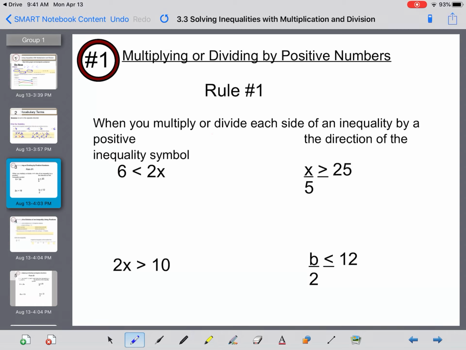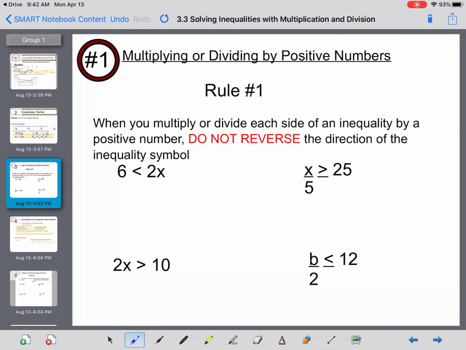Multiplying or dividing by positive real numbers. So here's rule number 1. This is the new skill for today. We've learned how to add and subtract when solving one-step inequalities. Now we're going to learn to multiply and divide. Rule number 1. When you multiply or divide each side of an inequality by a positive, do not reverse the direction of the inequality symbol. Do not reverse.